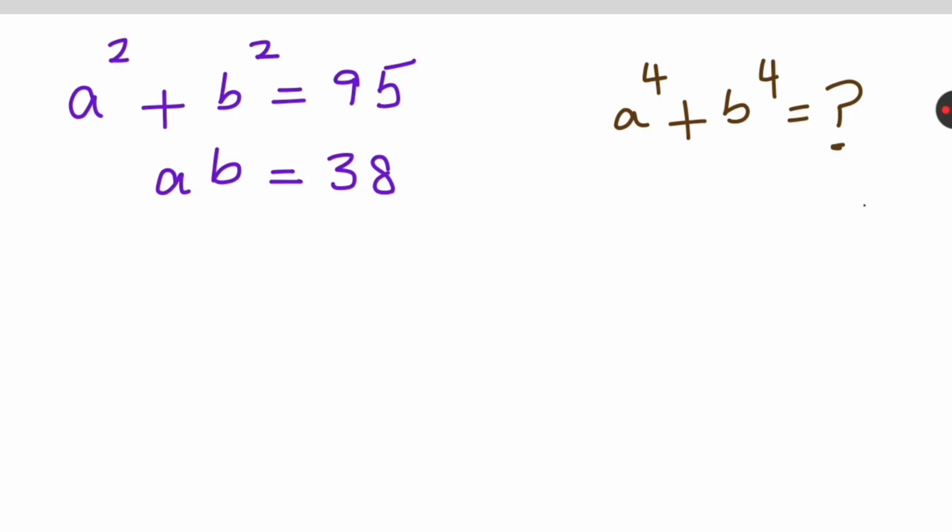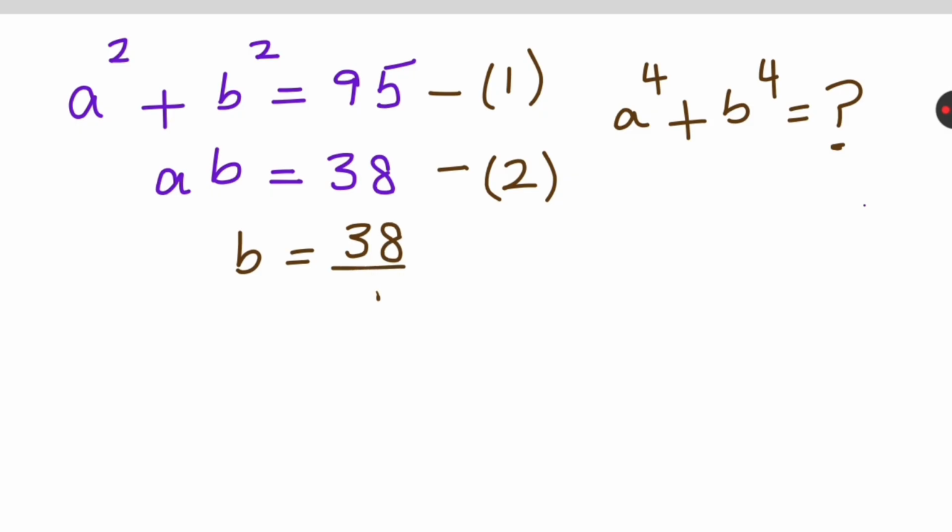They are given a raised to power of 2 plus b raised to power of 2 equal to 95. You consider this as equation 1. And then ab equal to 38. You consider this as equation 2. Then from 2, we can find that b equal to 38 over a, isn't it? Now apply this b value in your first equation.